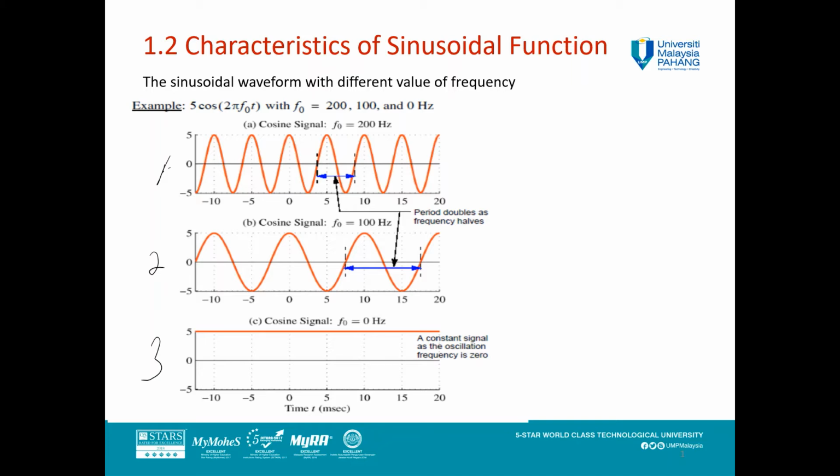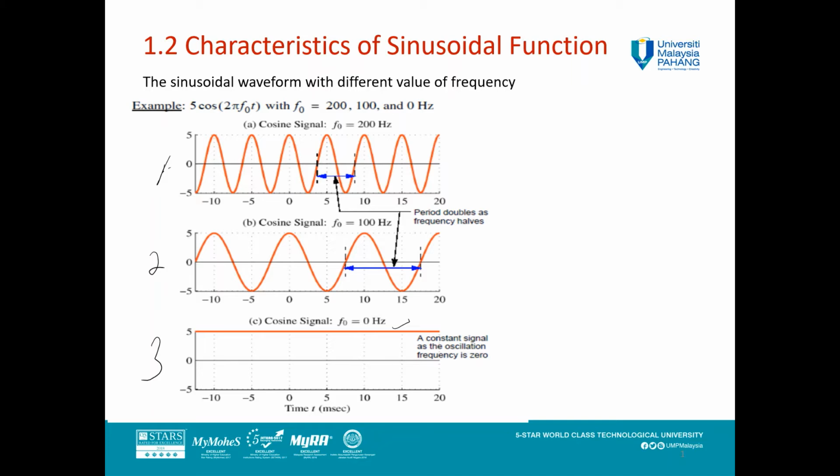If you can see from here, the first waveform, the frequency is 200 hertz. The second waveform is 100 hertz, and the third waveform is 0 hertz. Can you see the oscillation of the waveform? That means the first one gives you the fastest oscillation, the second is slower, and the third one is no oscillation, 0 hertz. So the frequency is 0.